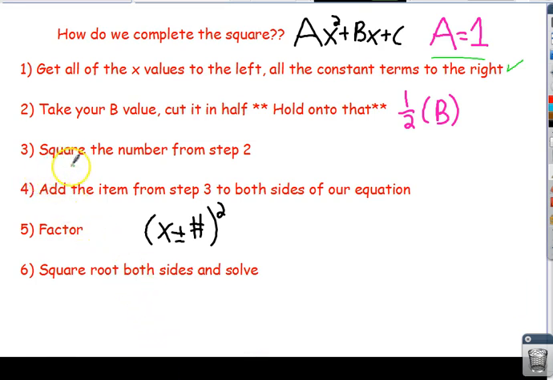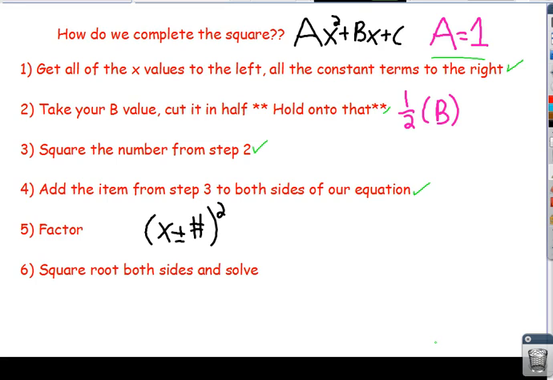You then take that number and square it. So if your b value were 10, half of b is 5, you square 5 and get 25. So you do that. Now, you add the item from step 3 to both sides of our equation. We do that because sharing is caring. Thank you, imaginary voice in my head. So, you add that number to both sides of our equation.